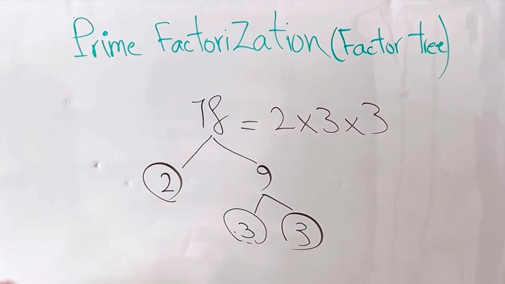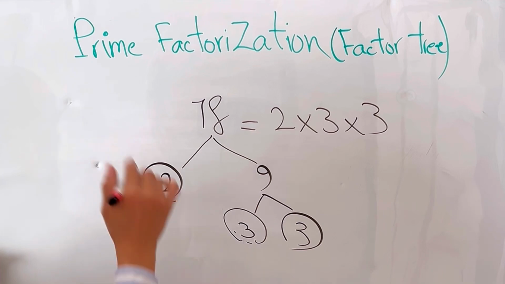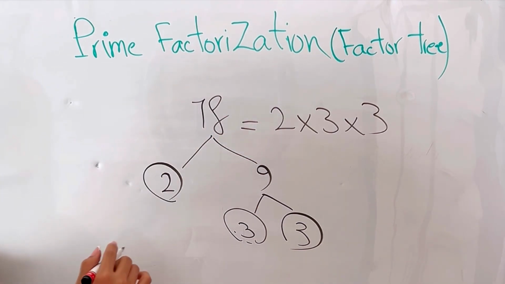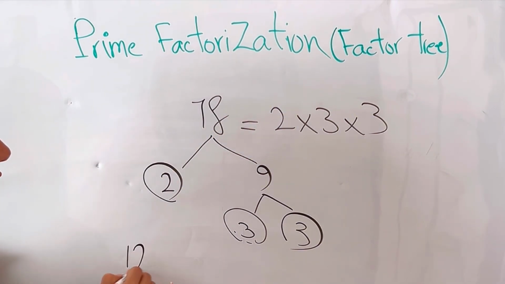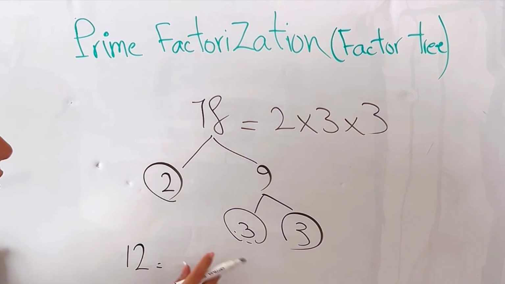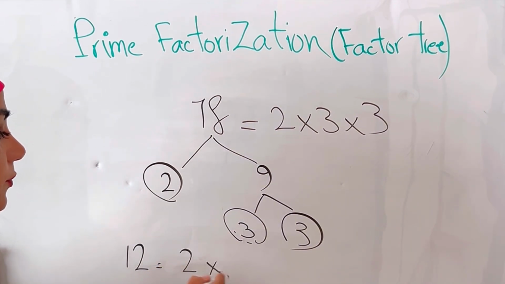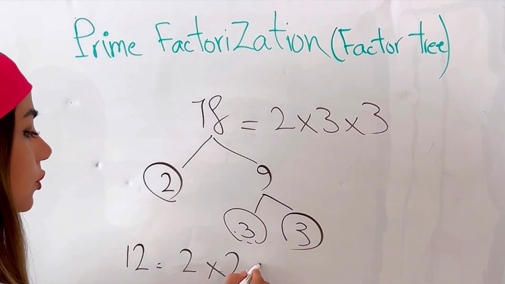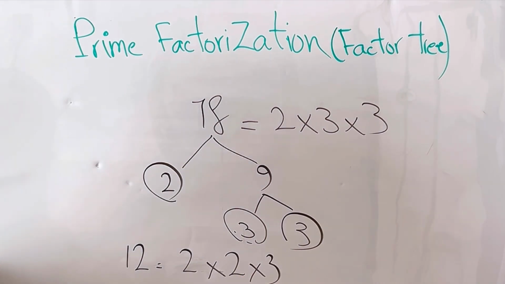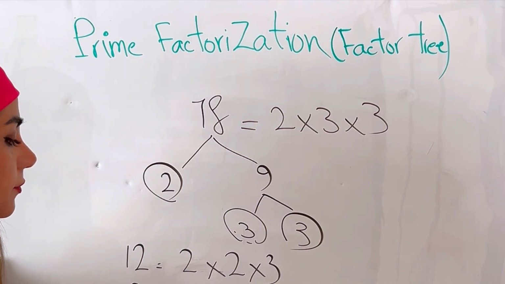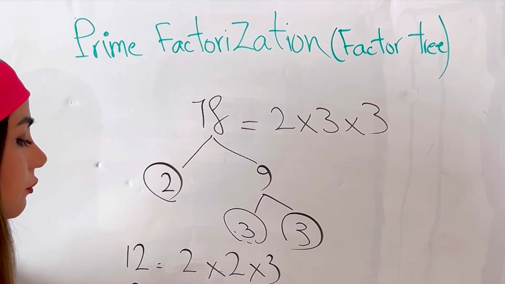You can try these numbers as an example. Write a factor tree of 12. You must reach these numbers, 2, 2 and 3. So you can try this 20, and you can reach these numbers 2, 2 and 5.